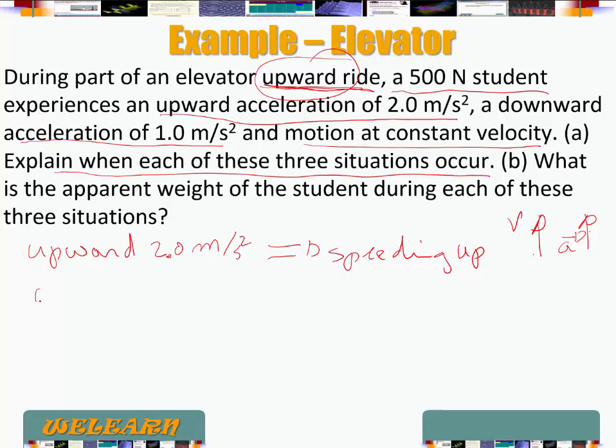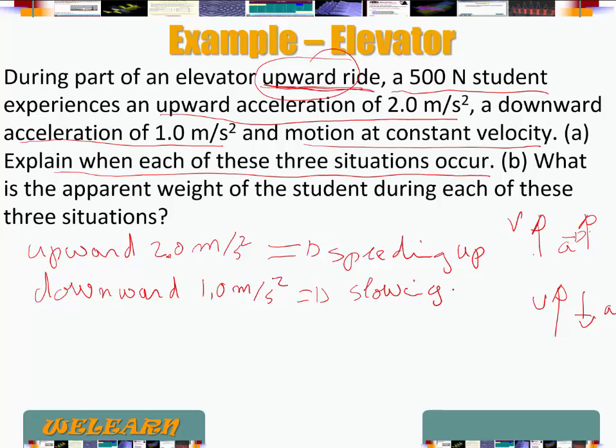What about downward? One meter per second squared. The velocity is still up, but in this case our acceleration is down. Remember, whenever the acceleration is opposite in direction to the velocity, our object is slowing down. So in this case, the elevator is moving up but slowing down.